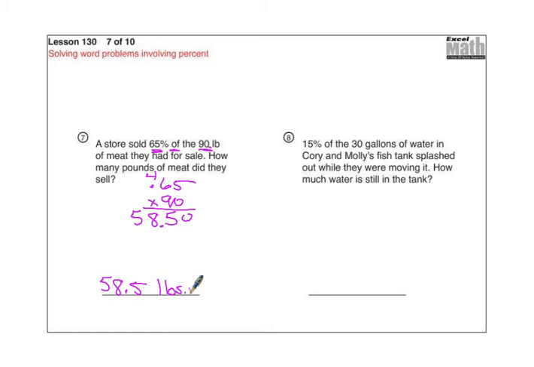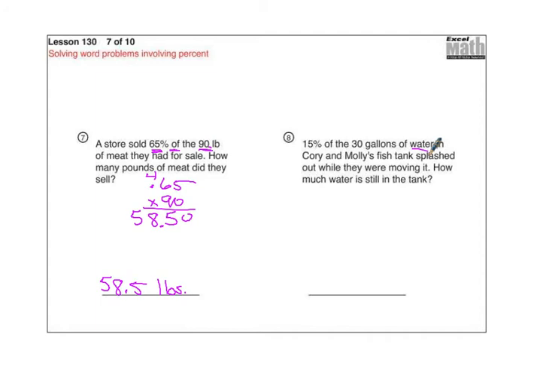And again, think of this. What's half of 90? 45. 65 is a little bit more than half, right? 50% is half. 45 is half. The answer is 58, which is a little bit more than 45. So that answer makes really good sense.